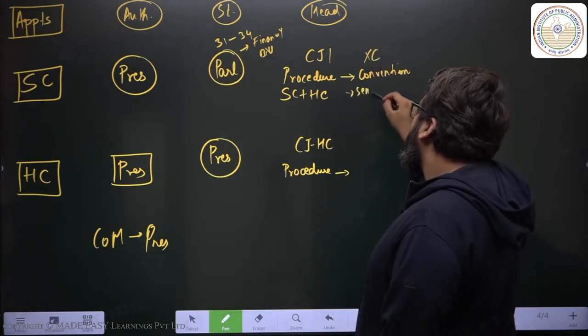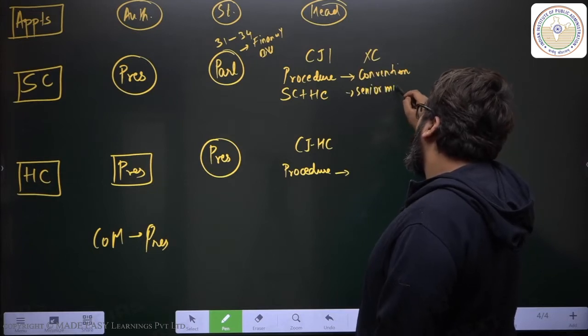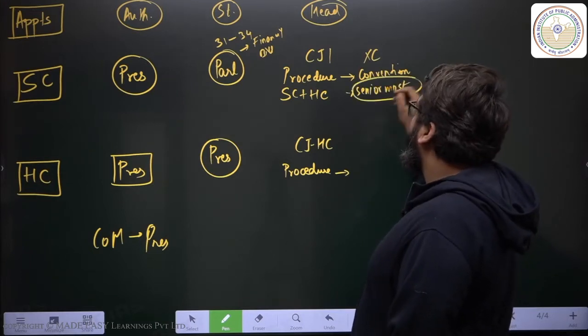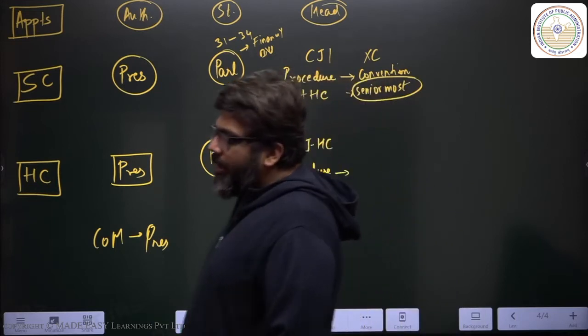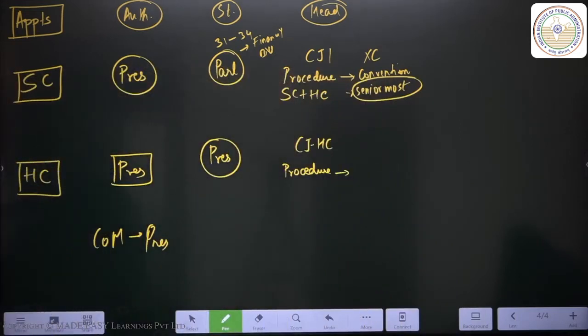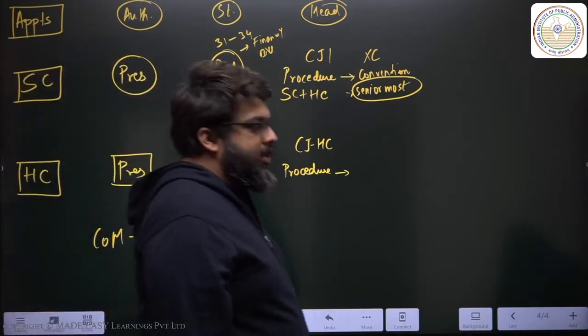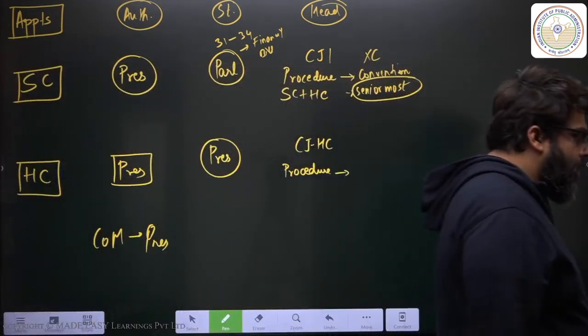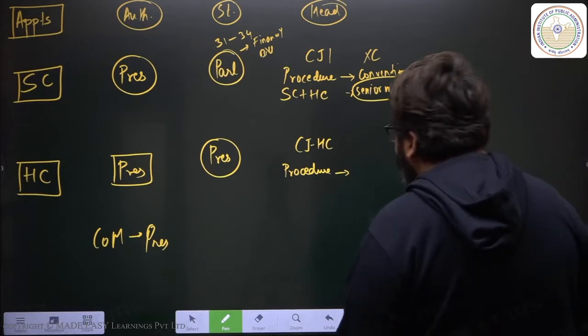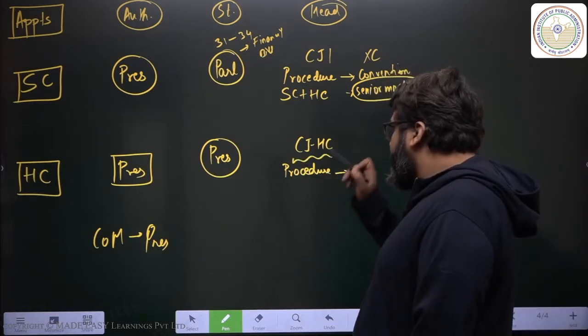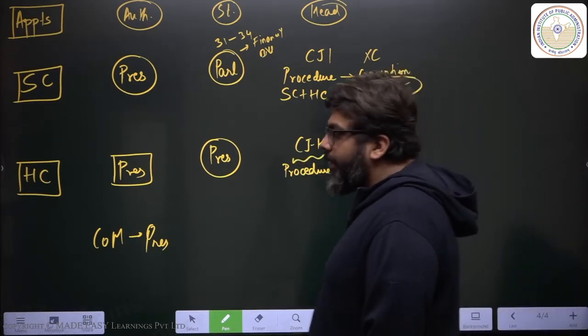The senior most judge of the Supreme Court is usually the one who is appointed as the Chief Justice of India. Okay. Now, what about the Chief Justice of High Court?